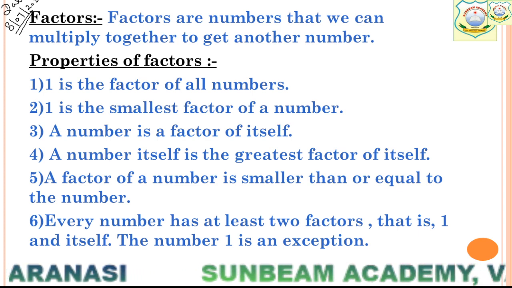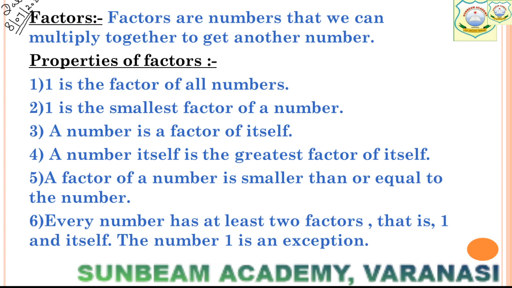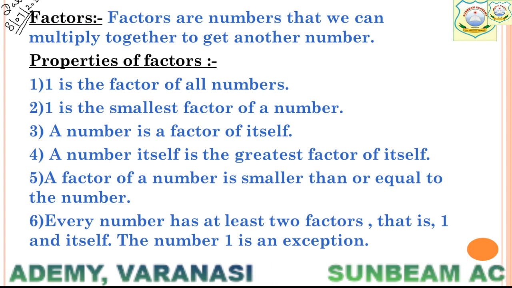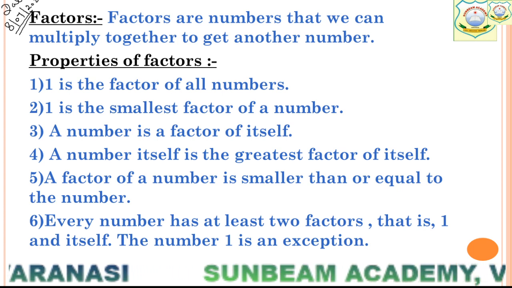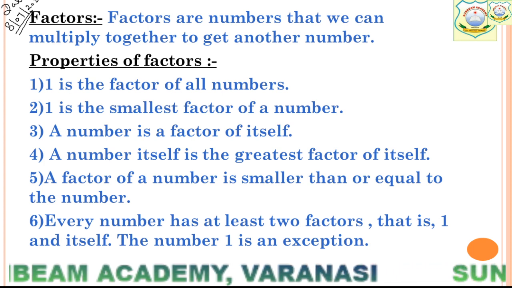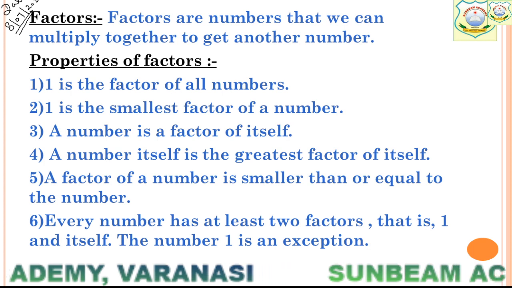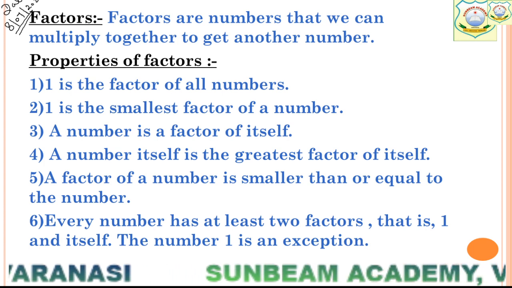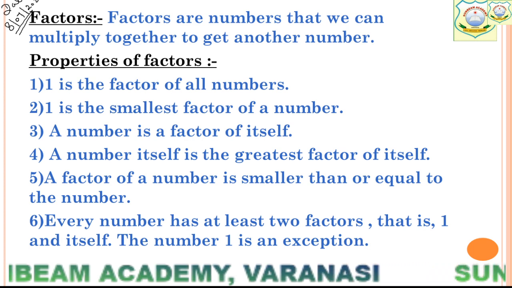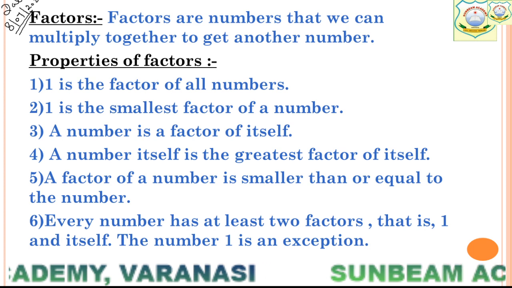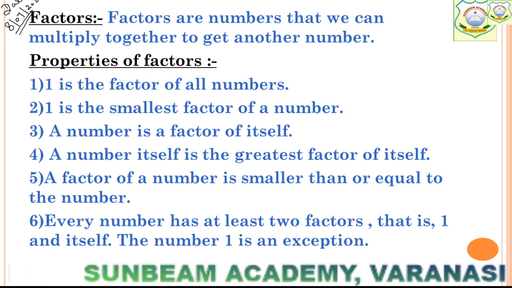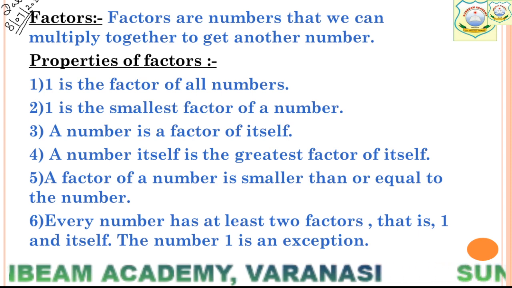After writing the definition, write down the first point. 1 is the factor of all number. If you want to write example, it's okay. Otherwise, you can leave that. Second, 1 is the smallest factor of a number. Then third point, a number is a factor of itself. Then fourth, a number itself is the greatest factor of itself. Then fifth point, a factor of a number is smaller than or equal to the number. Then sixth point, every number has at least 2 factors. That is 1 and itself. The number 1 is an exceptional. Only this much you have to write. Note down fast.